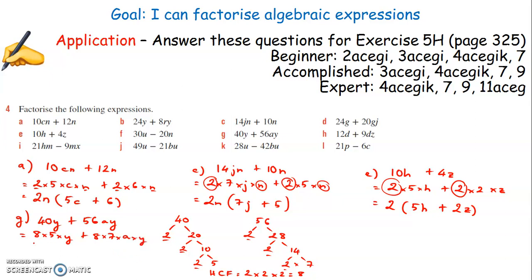All right, so hey, I can see that we know that number 8 is the same for both, and also the letter y as well. So let's take 8y out as a common factor, and we have 5 left for the first term, and for the second term we have plus 7a. So this is our answer for G.